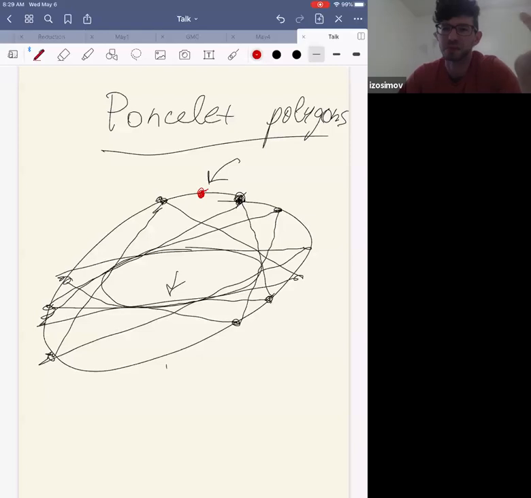If n is not a prime number, say if n is 6, it could close up after 3 iterations. But that's also fine, because if it closes up after 3 iterations, it will also close up after 6. So it will close up after the same number of iterations. This is Poncelet's theorem, and that's basically why people study these Poncelet polygons. It's something related to this Poncelet theorem.